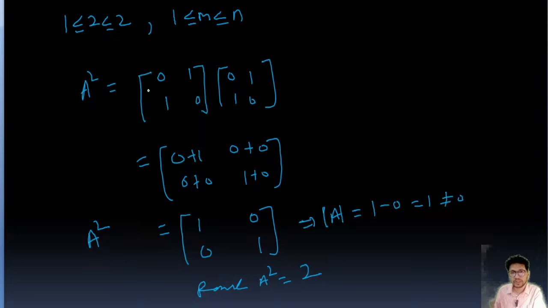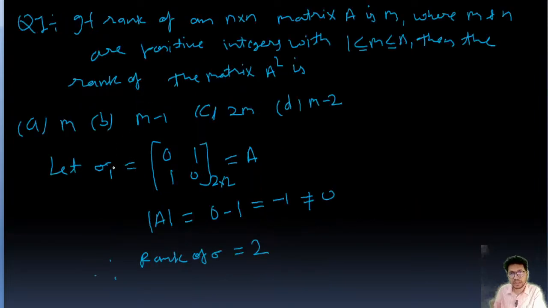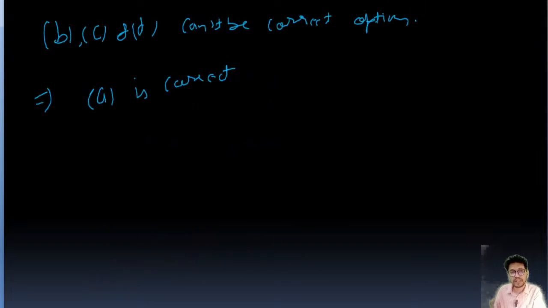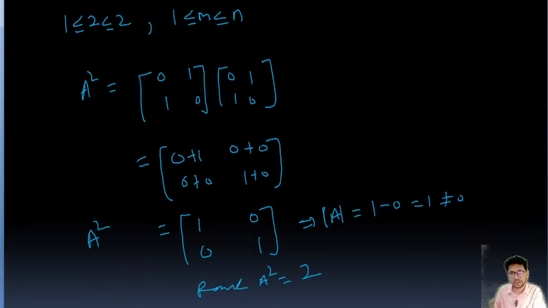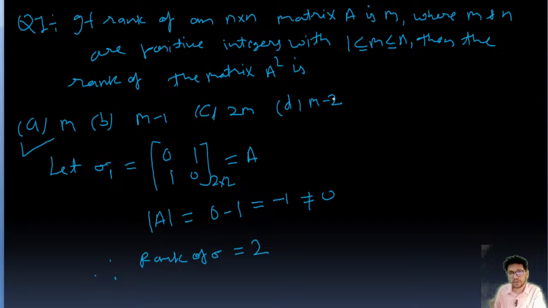Okay, so which is the correct? Here you can see option A is M. So the rank of A square is 1, right? Because these options are not possible, right? Very good question. These options are not possible.